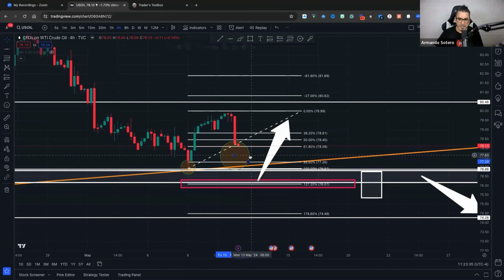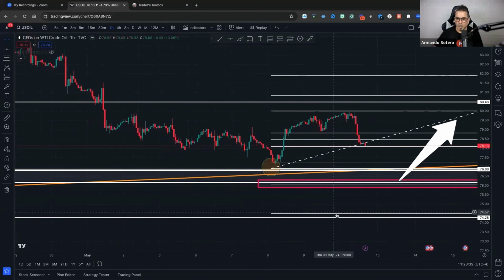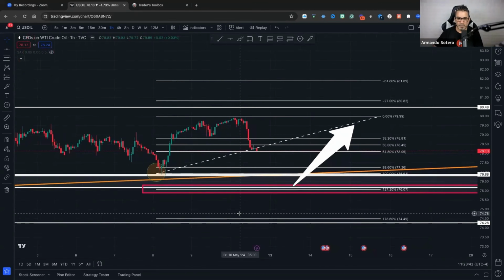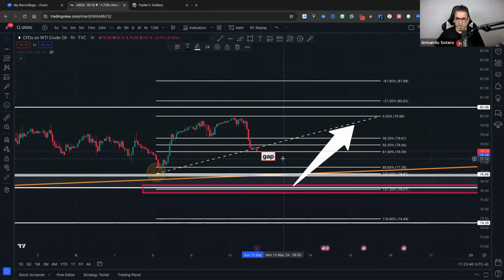In the meantime, let's give you the gap information as we drop into our 1 hour time frame. So price closed right here. So we're going to label this as the gap. And that is going to go right here.